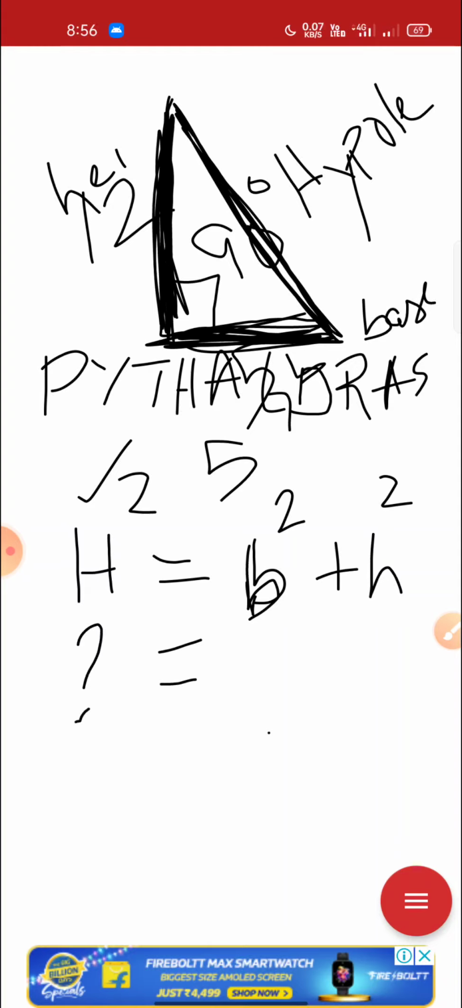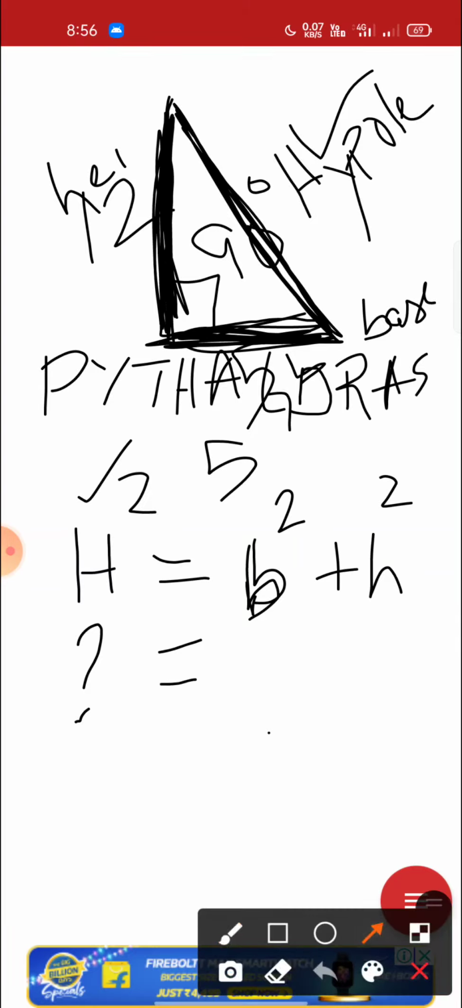Now we don't know the hypotenuse here. Do we know the hypotenuse? No, we don't know the hypotenuse. But do we know the height? Yes, it is 12. Do we know the base? Yes, it is 5. This one, right? This is the hypotenuse.